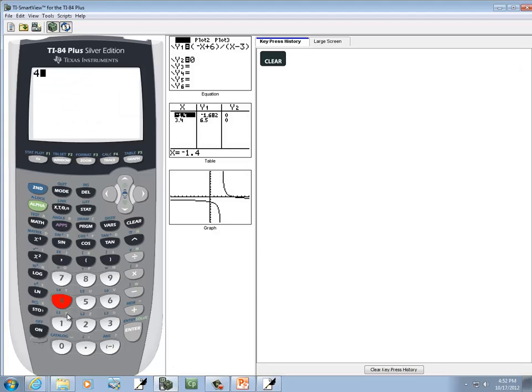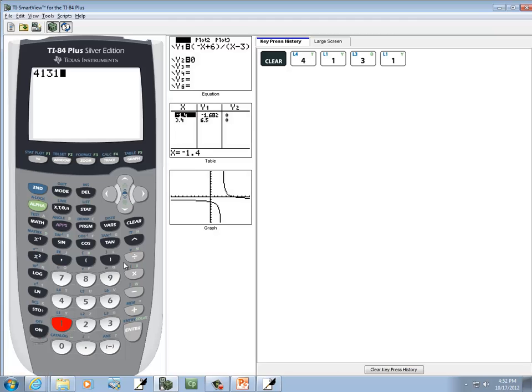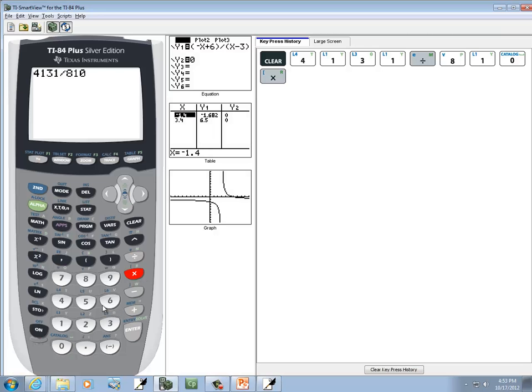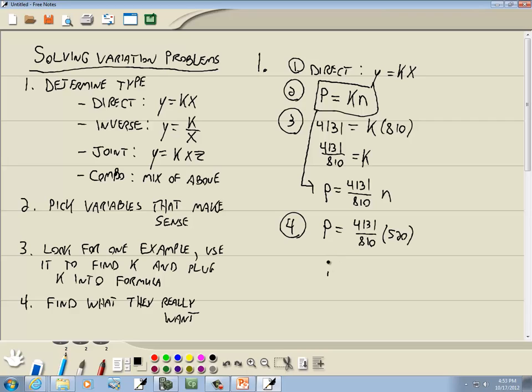So I got 4131 divided by 810 times 520. And we get 2652. And that would be our answer.